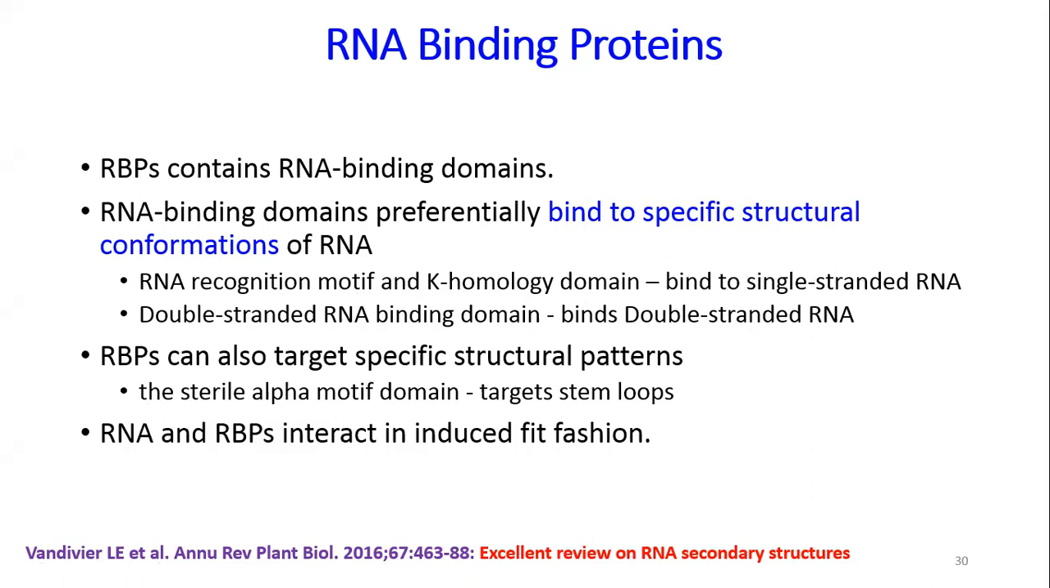While if some protein has a double stranded RNA binding domain, it is known to bind double stranded RNA. It completely depends on the structure of your protein whether it recognizes single stranded or double stranded RNA. These RNA binding proteins can also target specific structural patterns. For example, if the protein has a sterile alpha motif domain, it can specifically target stem loops.